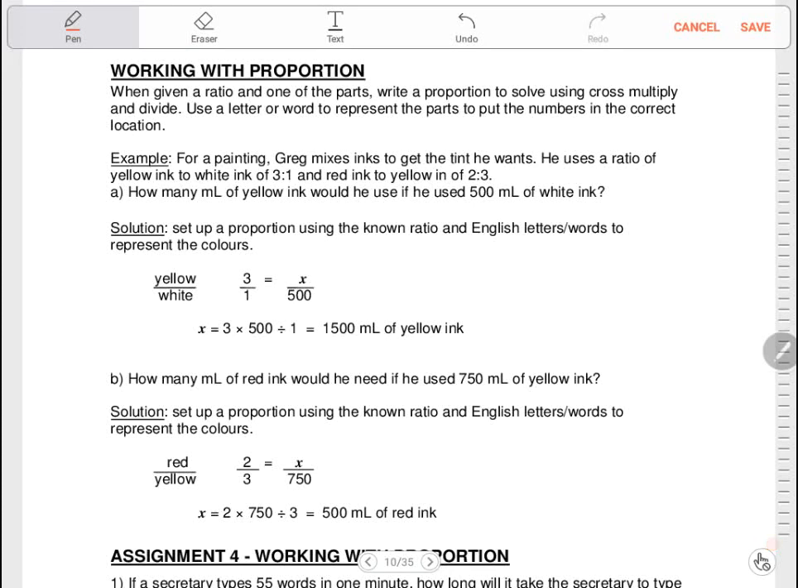Hi everyone, now we're going to move on to working with proportions or equivalent fractions or equivalent ratios, whatever you want to call it. But the point is now we're getting into the problem solving, and this is probably one of the most important skills that we will cover in this course and certainly this unit. This has to do with the cross multiplying and dividing, and essentially it's where you need to solve for an unknown value.